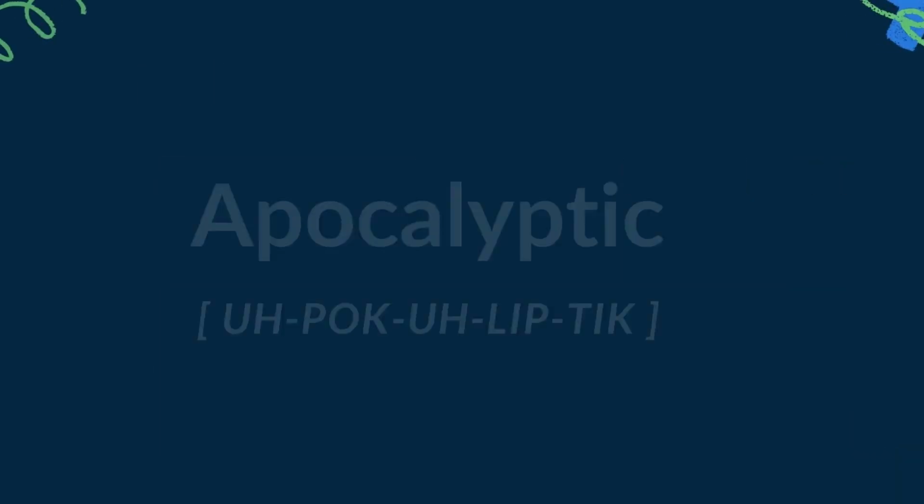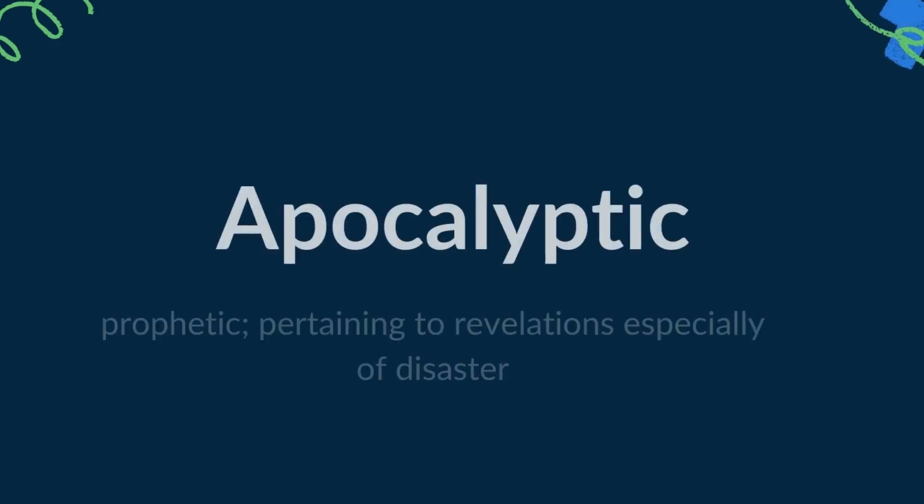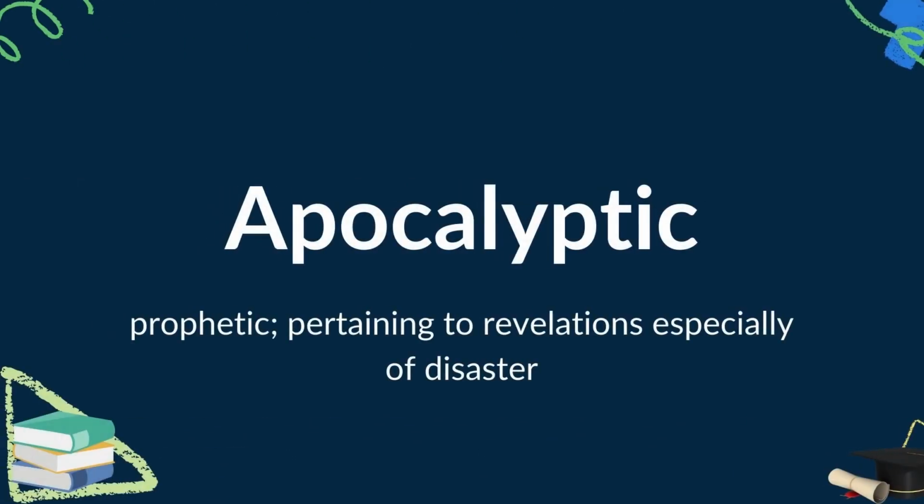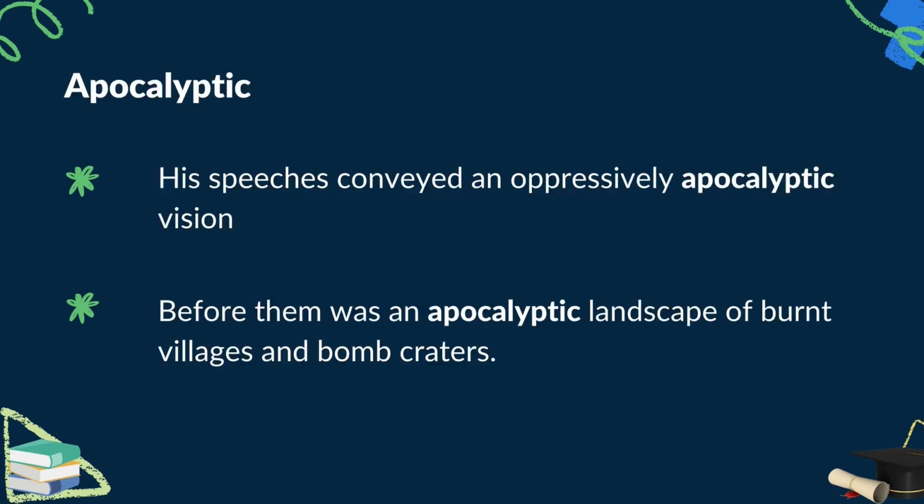The next word is apocalyptic. A-P-O-C-A-L-Y-P-T-I-C. Apocalyptic. Apocalyptic means prophetic, pertaining to revelations especially of disaster. Here are some ways you can use the word in a sentence. 1. His speeches conveyed an oppressively apocalyptic vision. 2. Before them was an apocalyptic landscape of burnt villages and bomb craters.